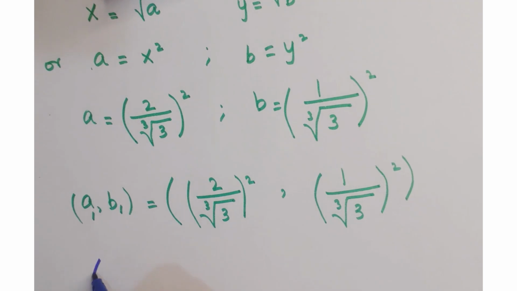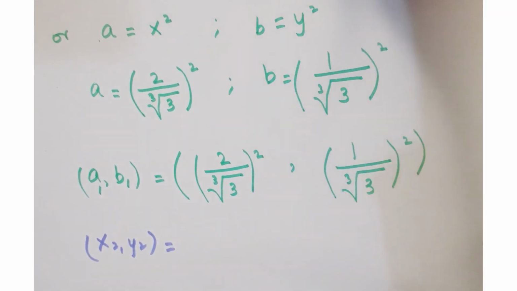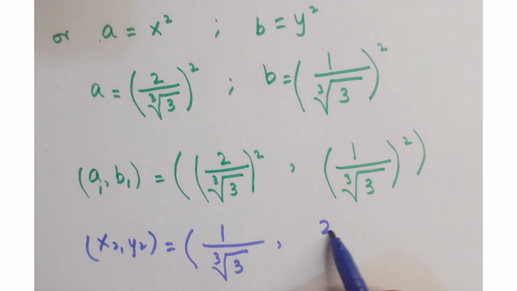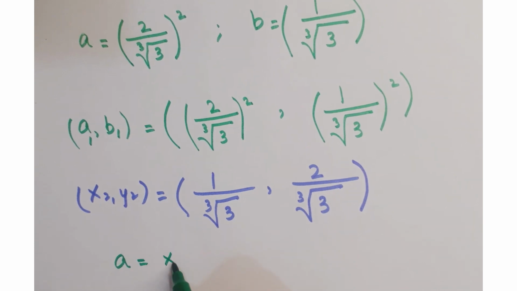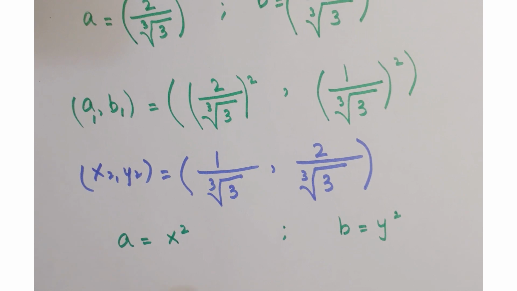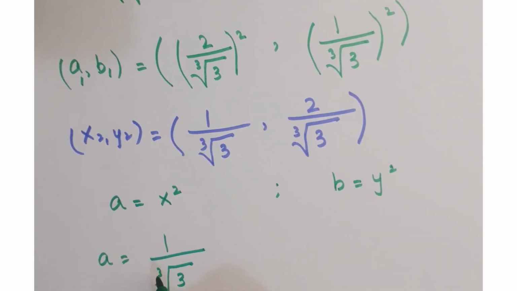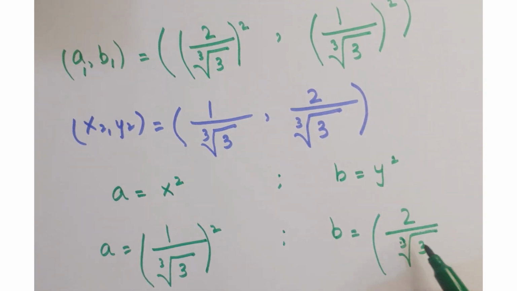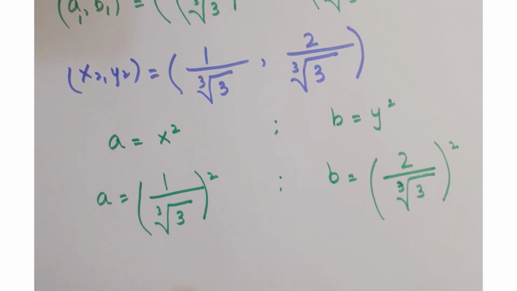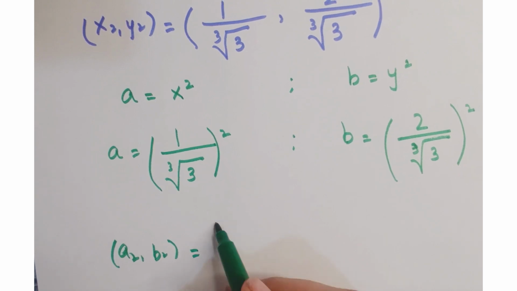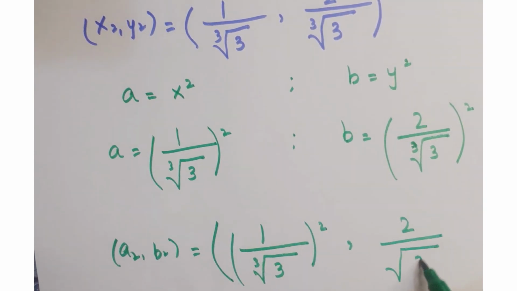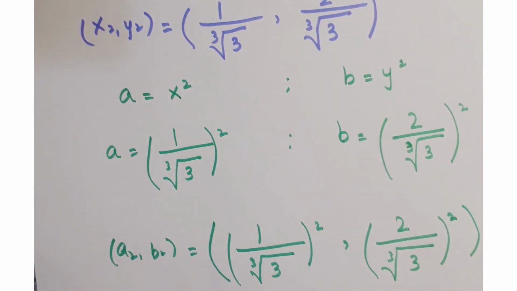Further, for the next solution, that is (x2, y2) that we calculated earlier, we have 1/∛3 and 2/∛3. Since a = x² and b = y², we have a = (1/∛3)² and b = (2/∛3)². So the next solution, (a2, b2), is (1/∛3)² and (2/∛3)², and this is our required answer.